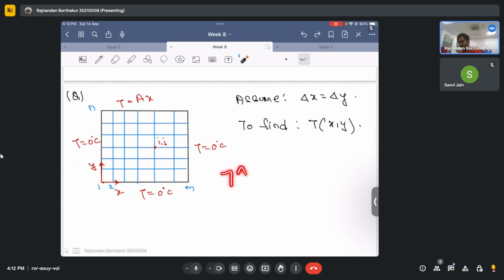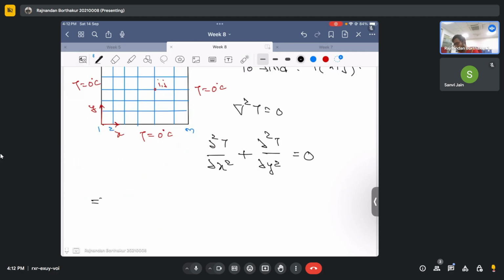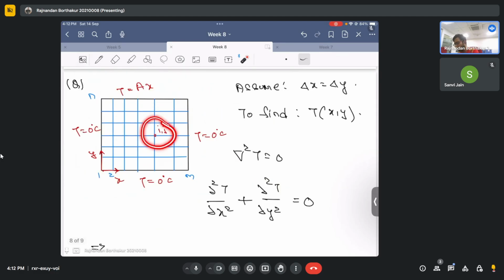So we were just asked to evaluate T as a function of x and y. The equation that we solved was basically the Laplace equation, that is del square T equal to 0, where it just boils down to del 2T by del x2 plus del 2T by del y2 equals 0. Now, as we just saw, this equation can be written into an algebraic equation at any generic, let's say, i, j node.